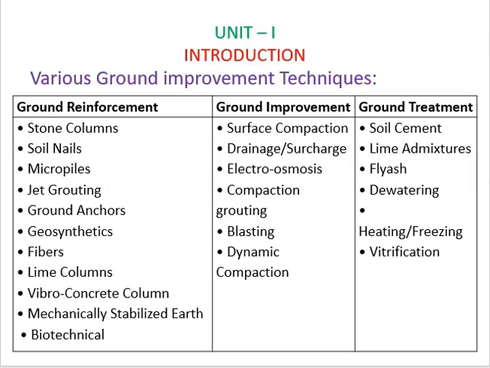The various ground improvement techniques are broadly classified into three types: ground reinforcement, ground improvement, and ground treatment. There are various techniques like stone columns, soil nails, micropiles, then electroosmosis, blasting, then using some additives like lime, fly ash, dewatering techniques, vitrification, etc.